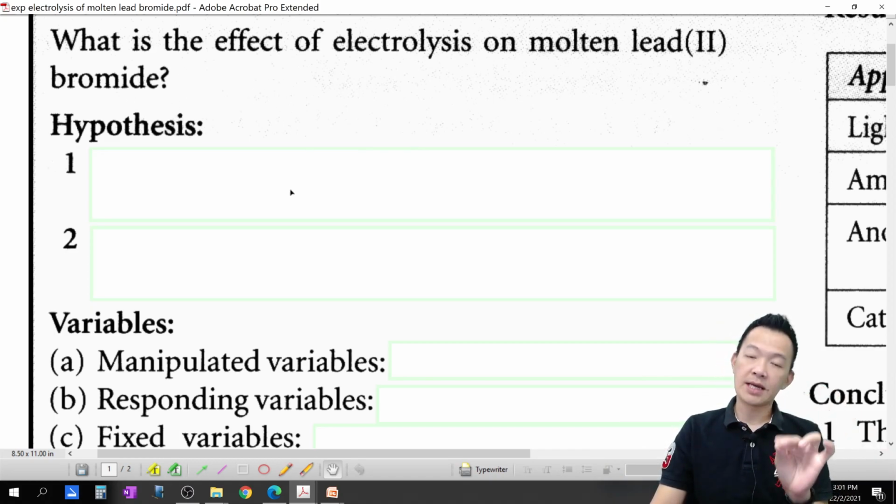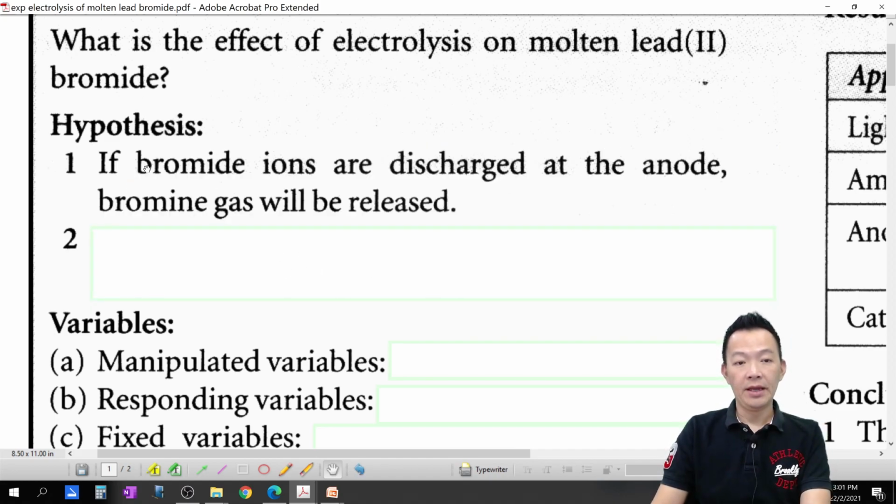Anode is going to get bromine. Now cathode will be lead atoms, 对不对？就会 lead 的金属粘着啦。Okay. So if bromide ions are discharged at the anode, bromine gas will be released. Or in another sense, anode is going to get bromine gas.